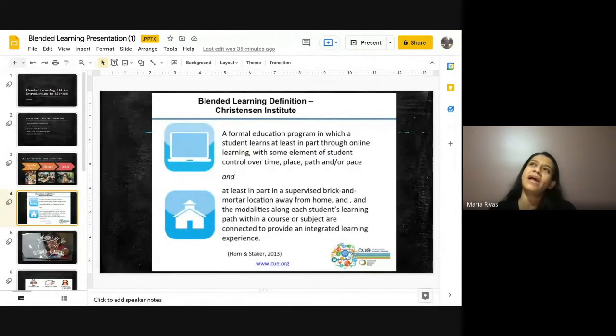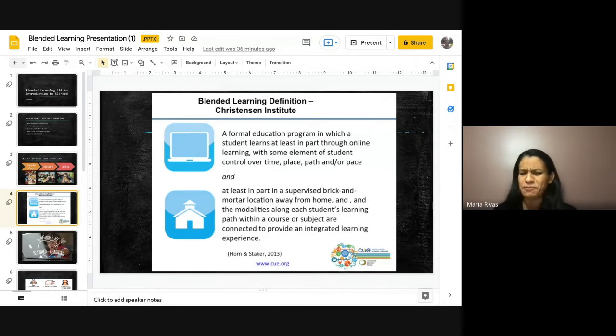So as our campus, when we started blended learning, we had the opportunity to go with Horn and Staker to a session in Austin to learn more about blended learning. And this is what their definition was. It's a formal education program in which a student learns at least in part through online learning with some elements of student control over time, place, path, or pace, and at least part in a supervised brick-and-mortar location away from home. And the modalities along each student's learning path within a course or subject are connected to provide an integrated learning experience.